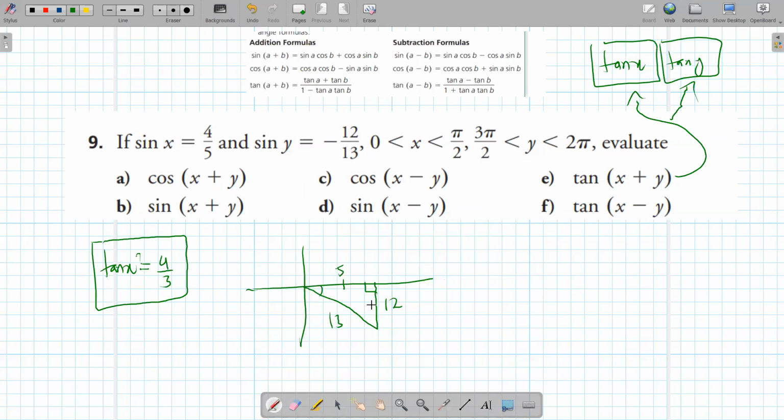So now that we've established, we have 5, 12, and 13. So tan y is opposite over the adjacent. So tan y must be 12/5. Now is when you want to take into account the angle. Tan must be negative in quadrant 4. And there we go. That's what tan y is.